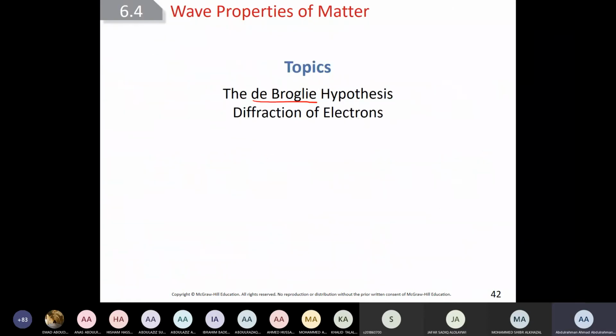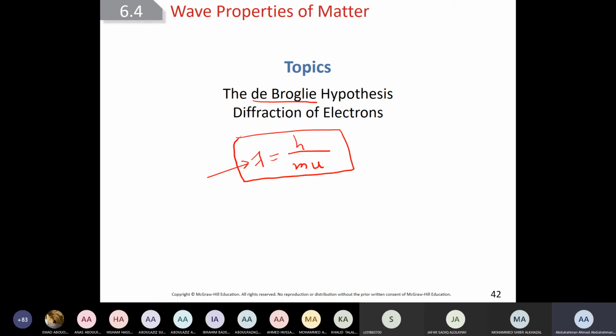What's the equation of de Broglie? Very important. You must memorize the name and the equation. What's the de Broglie equation? Lambda equals H over m u. Fantastic. Excellent. You must memorize this equation in which you know everything.